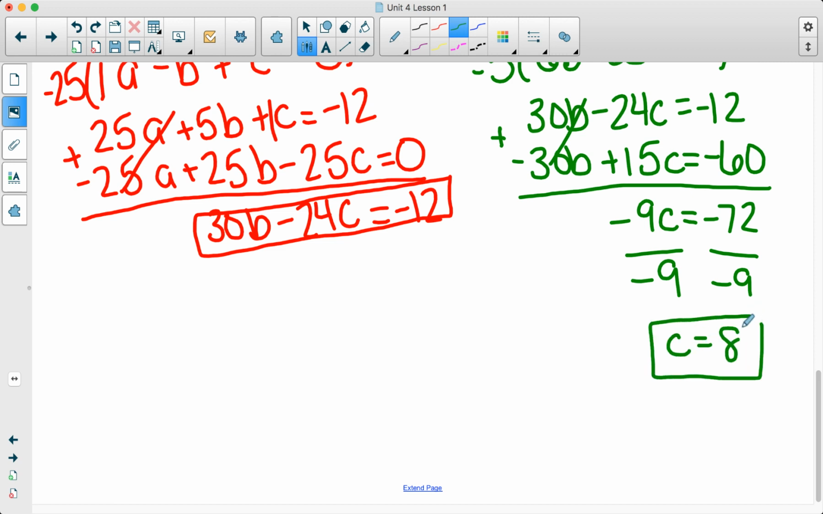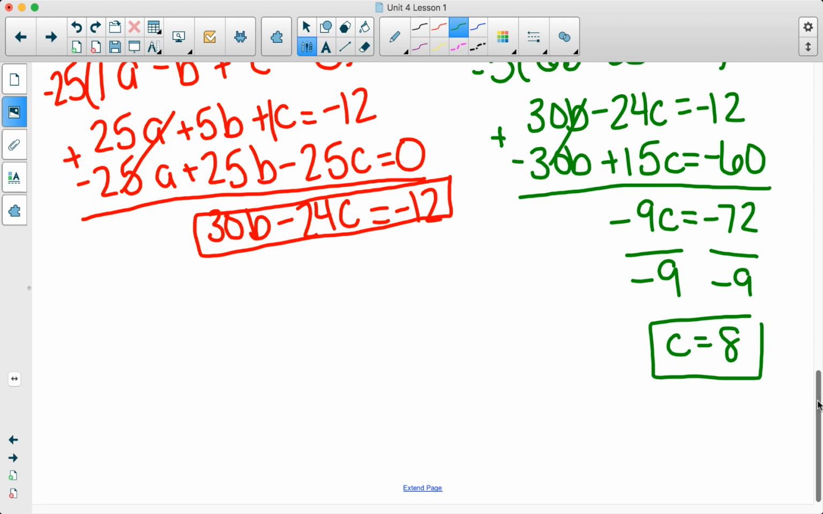So look, we've got one of our coefficients. I only need two more. The hardest part of this problem is officially over. So now you are just substituting back into other equations, solving for your remaining variables. So I still need to figure out what a and b are equal to.